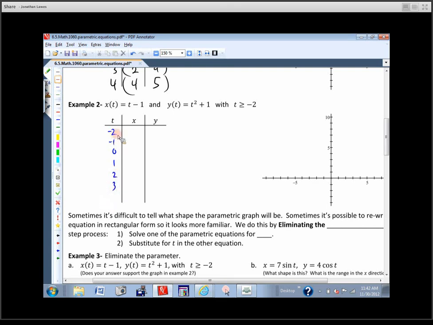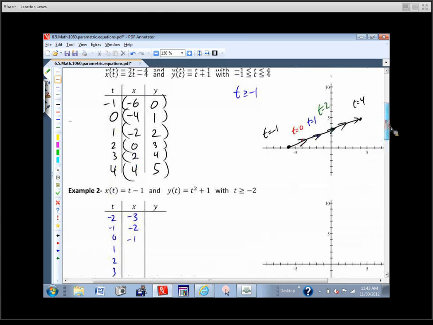You can do an x then a y, or you can do all the x's and then all the y's. So let's plug it into the x. If I plug in a -2, I get a -3. If I plug in a -1, I get a -2. If I plug in a 0, I get a -1. Notice that this one's going to go up by 1 every single time. That's what we call changing in a linear fashion. It's kind of like a little linear equation.